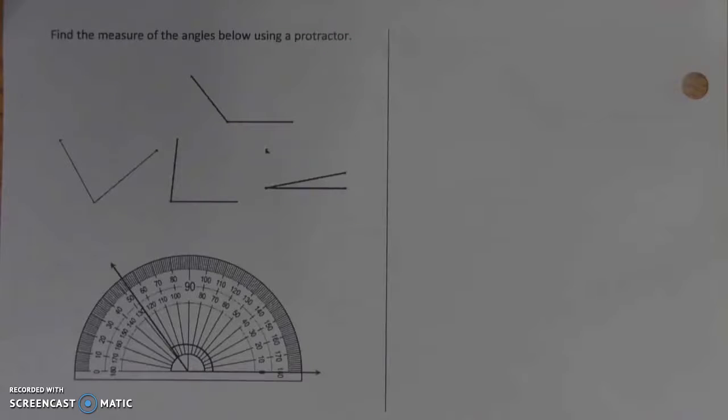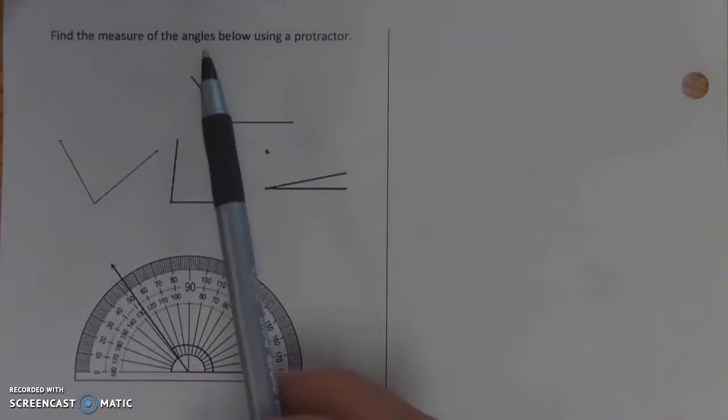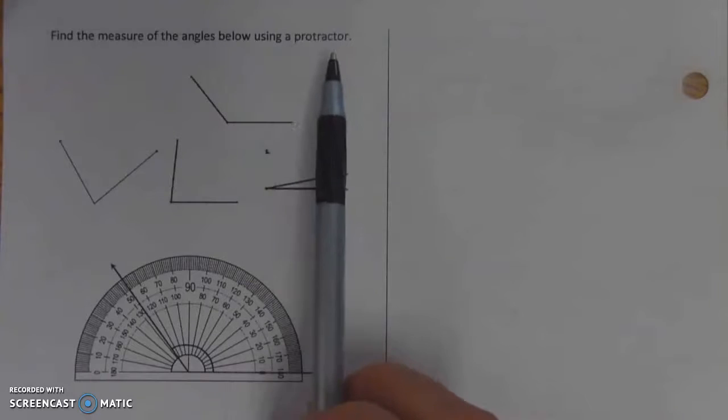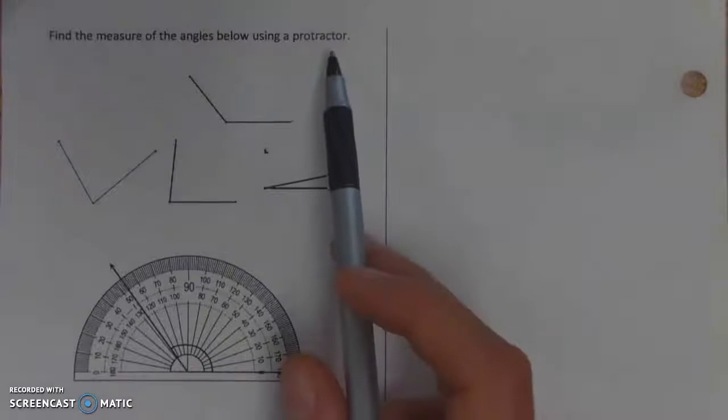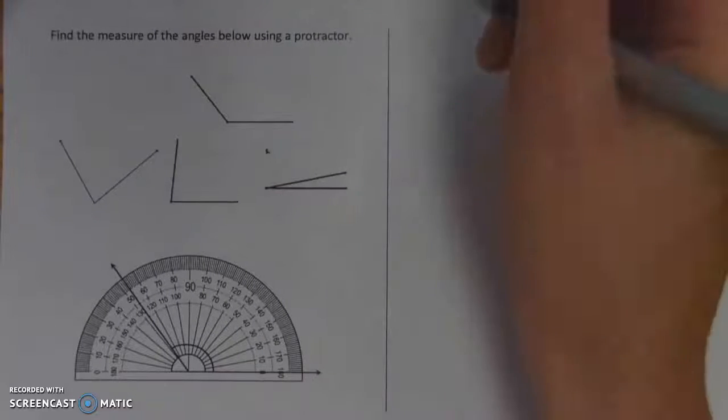Hello everyone. So today we're going to continue with lesson 1.5. And what we're going to be talking about today is really using a protractor and also a few rules about angles so you can do some algebra in just a moment. So let's start with what we need to know about angles in general.